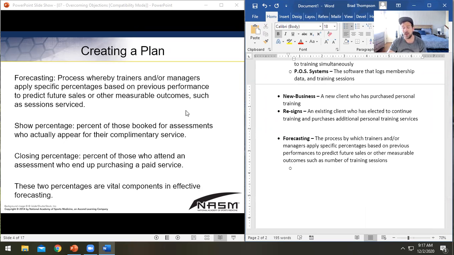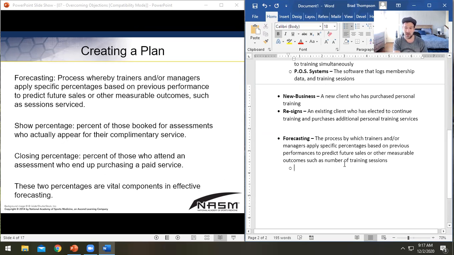And so this is going to be made up of a couple different things. We talked about this yesterday, but we didn't use these terms yesterday. It's going to be made up of your show percentage and your closing percentage. I'm not going to put these in your notes, but your show percentage is the number of assessments or people you talk to on the floor. And then your closing percentage is the number of people who ended up purchasing your services.